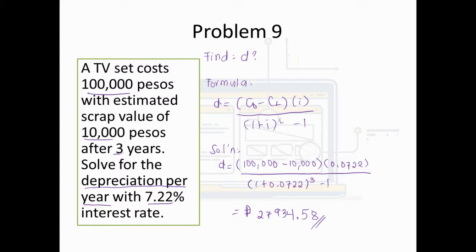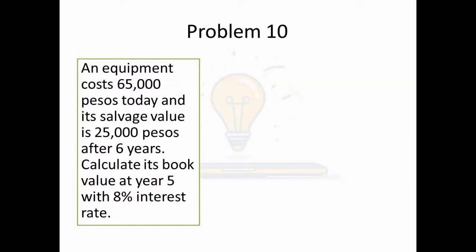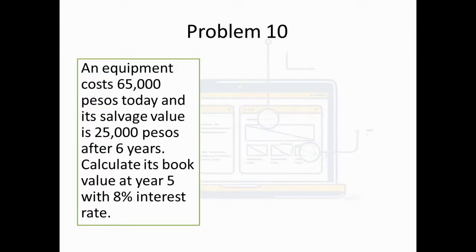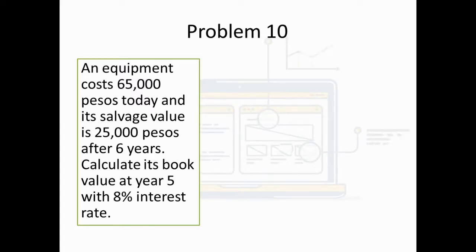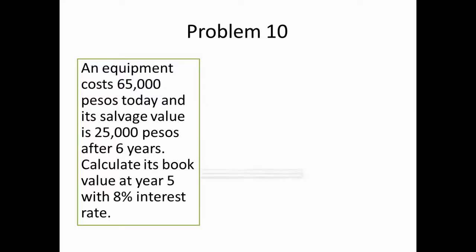Okay, so we have one remaining problem for SFM. Again, if you are having a hard time, if medyo fast-paced yung video recording natin, you can pause the video and then you can try solving on your own using your calculators. So, for the last problem, an equipment costs 65,000 pesos today and its salvage value is 25,000 pesos after 6 years. So, we need to calculate its book value. Yan. So, book value naman yung hinahanap for this problem, at year 5 with 8% interest rate.